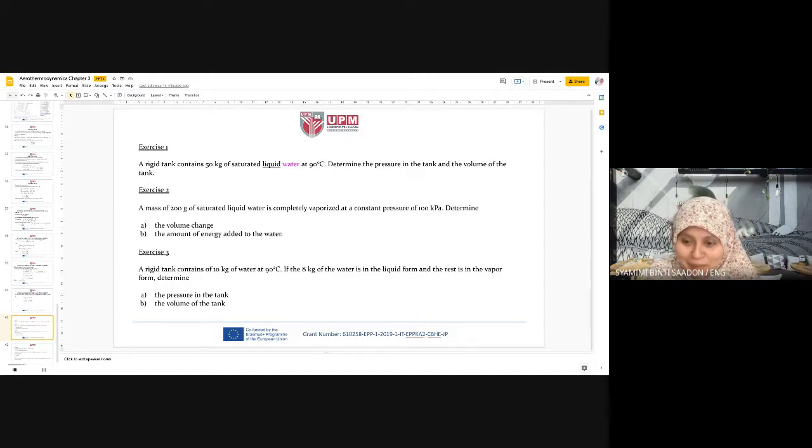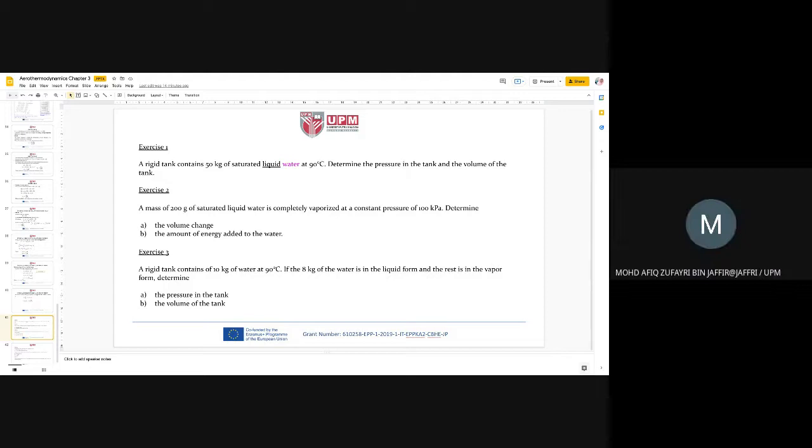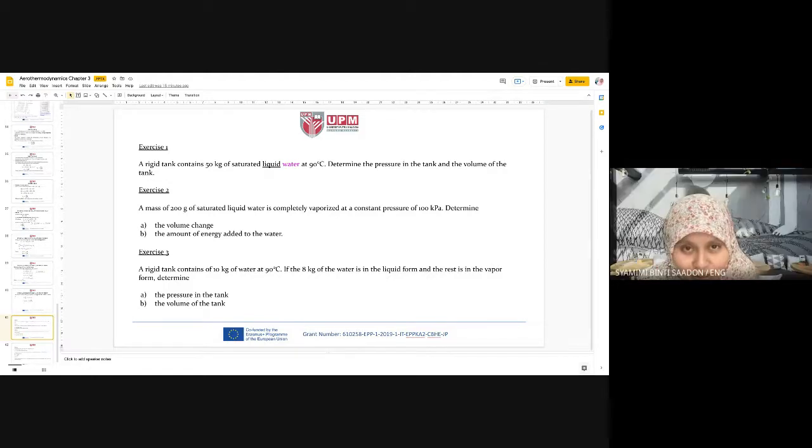But I still want to ask. Okay, maybe Afiq Zufairi. Are you here? Okay, so first one, 3A. We want to calculate the pressure in the water tank. So what do we have to do first? From what I understand, based on the table. So what is the value? Can you read from the table?